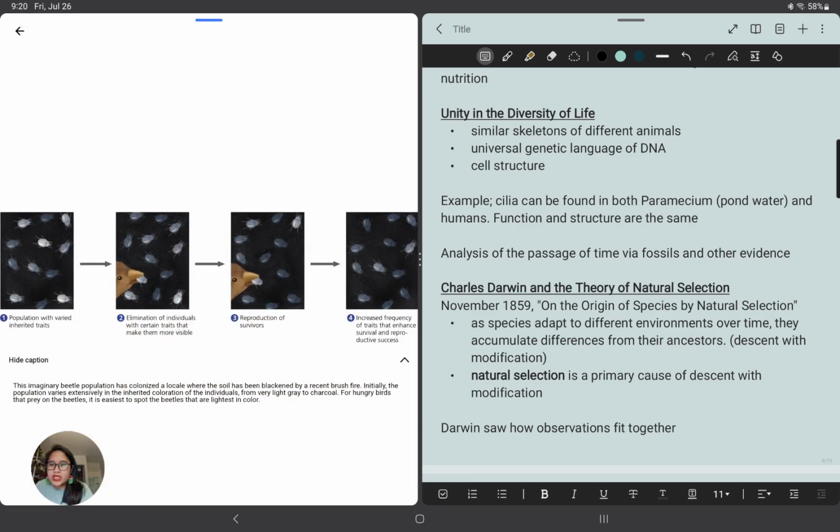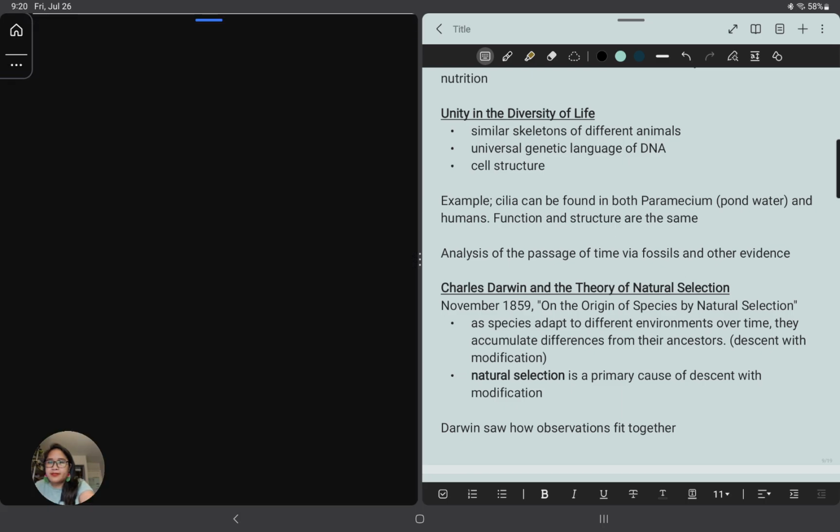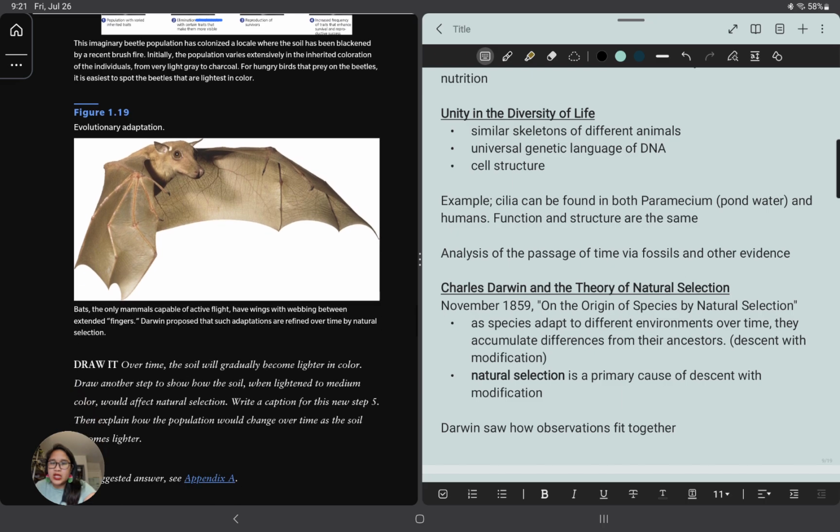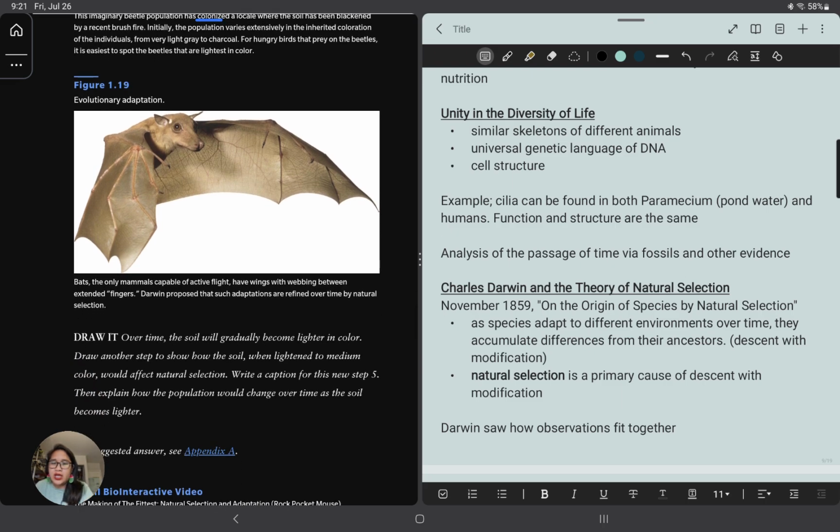So just to go over this: population with varied inherited traits, elimination of individuals with certain traits that make them more visible, reproduction of survivors, and increased frequency of traits that enhance survival and reproductive success. In evolutionary adaptation, bats, the only mammals capable of active flight, have wings with webbing between the extended fingers. Darwin proposed that such adaptations are refined over time by natural selection.